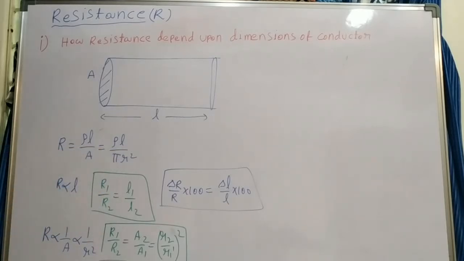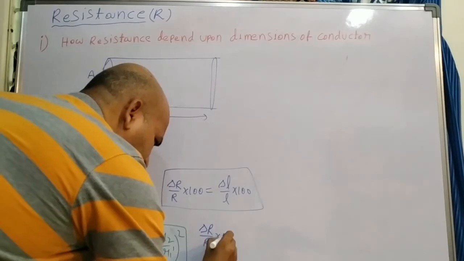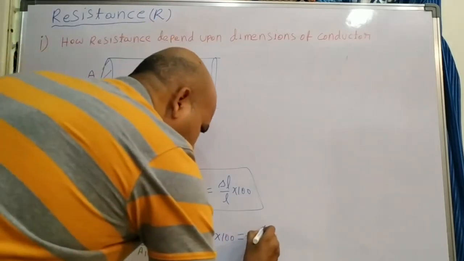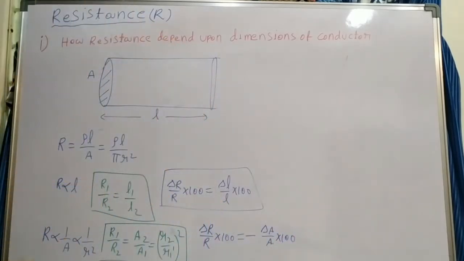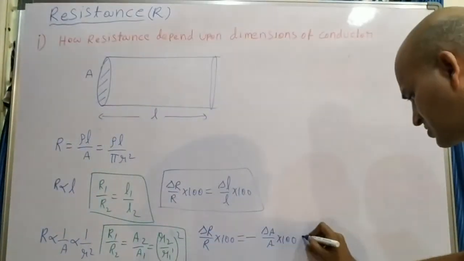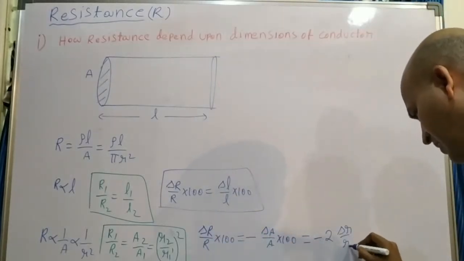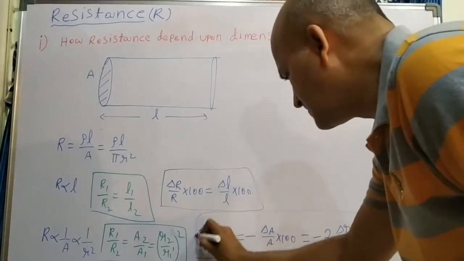What do we get for percentage change? Suppose percentage change in the resistance, delta R by R into 100, is equal to minus delta A by A into 100. Since it is inversely proportional, we get the minus sign. It is not errors, we are calculating percentage changes, so that's why you must take the negative sign. In terms of radius, you can write minus 2 delta r by r into 100, since the square is there. If the percentage change is less than 5%, we can use this.